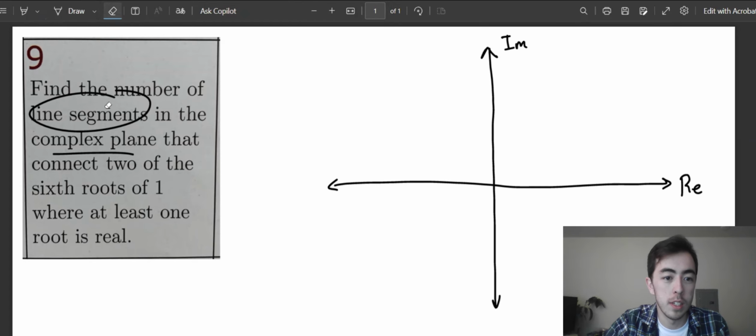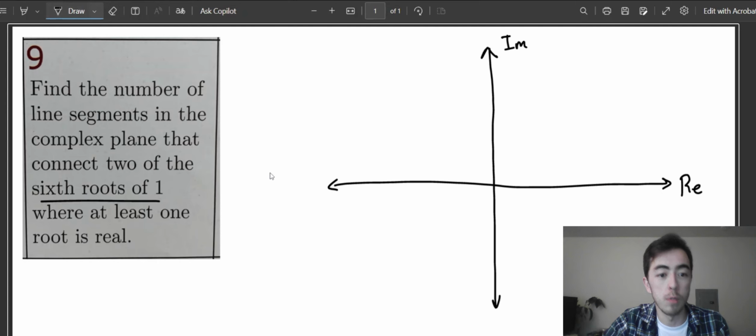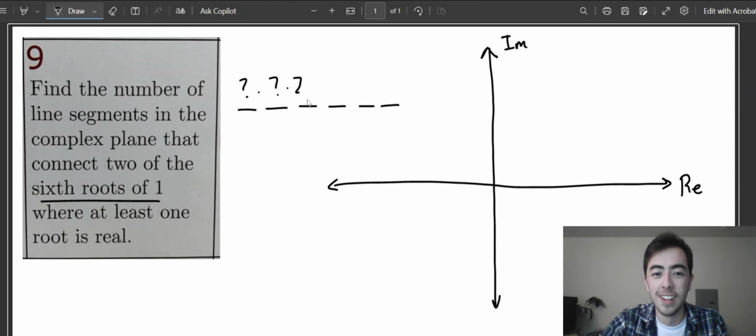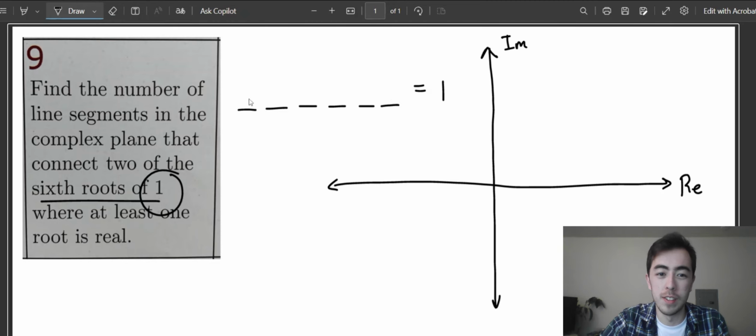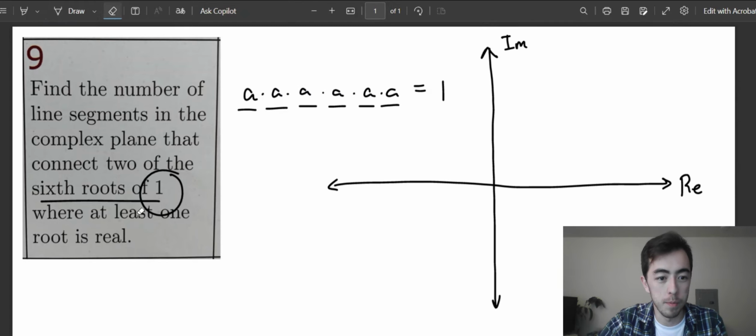And these line segments need to connect the sixth roots of 1. A sixth root of some number is a number that we don't know just yet, where we multiply it over and over again 6 times, and then we get 1. So this is what a sixth root looks like. Essentially, it's a number, and I'm not sure what it is right now, where if I multiply it 6 times over, I get the number 1.